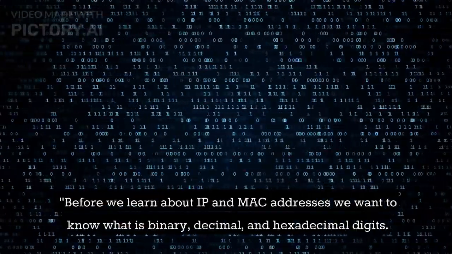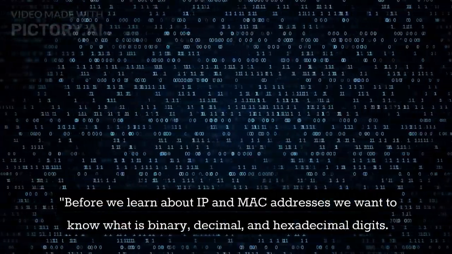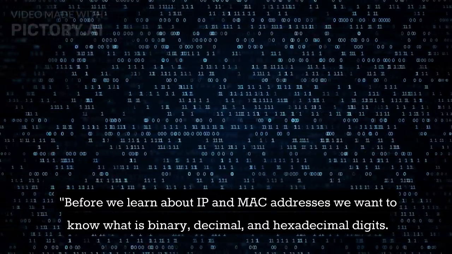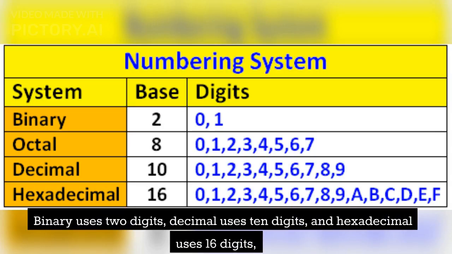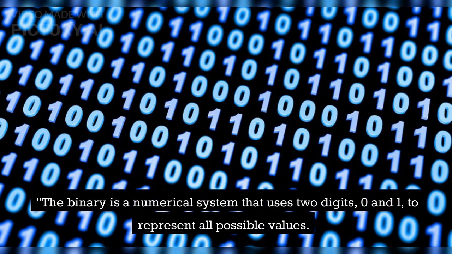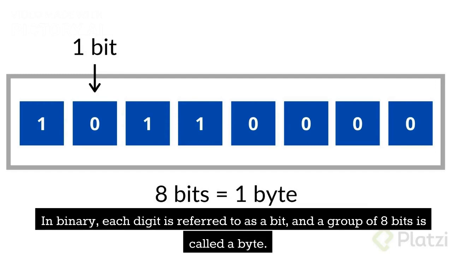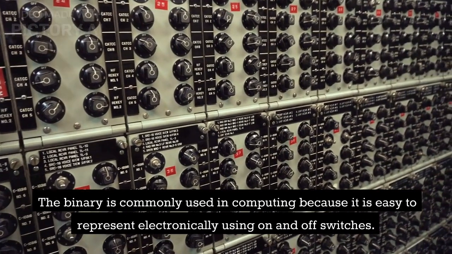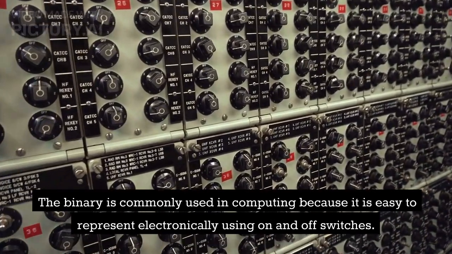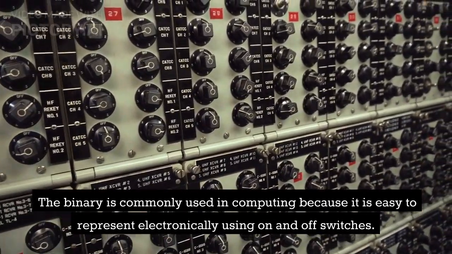Before we learn about IP and MAC addresses, we want to know what binary, decimal, and hexadecimal digits are. Binary uses 2 digits, decimal uses 10 digits, and hexadecimal uses 16 digits. Binary is a numerical system that uses 2 digits, 0 and 1, to represent all possible values. In binary, each digit is referred to as a bit, and a group of 8 bits is called a byte. Binary is commonly used in computing because it is easy to represent electronically using on and off switches.